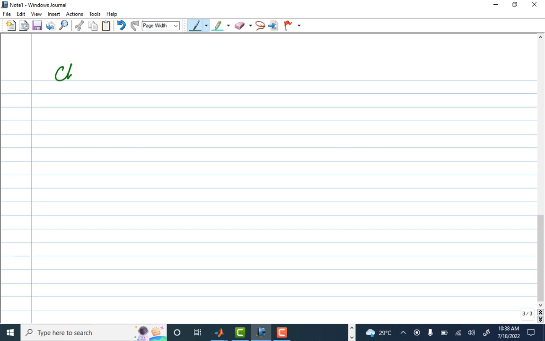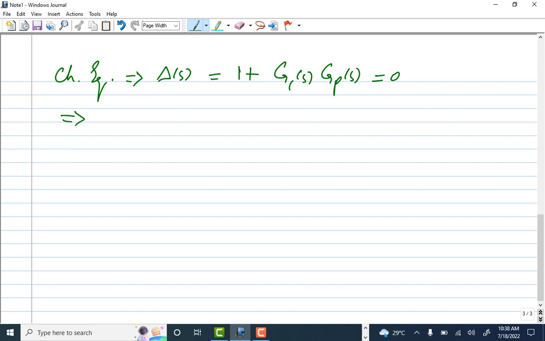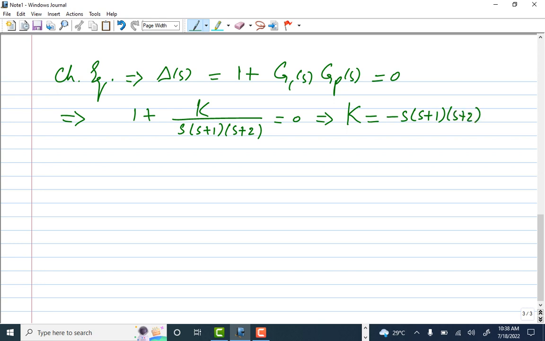Now we have to know the characteristic equation. If you remember, we have the characteristic equation that we call delta of s, that is equal to 1 plus Gc(s) Gp(s) must be equal to 0. From this characteristic equation, we can write 1 plus k divided by s(s plus 1)(s plus 2) equal to 0, because Gc is k and the plant dynamics is as given. So from here we can write that k is equal to minus s(s plus 1)(s plus 2). So this is the formula.